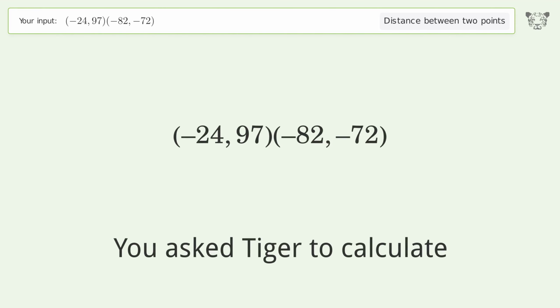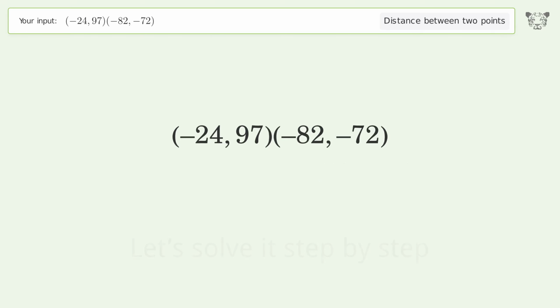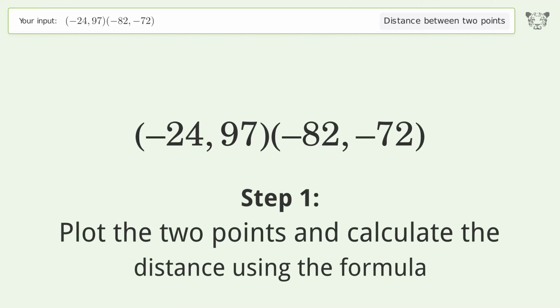You ask Tiger to calculate. This deals with the distance between 2 points. The distance between the 2 points is the square root of 31,925 or 178.676. Let's solve it step by step. Plot the 2 points and calculate the distance using the formula.